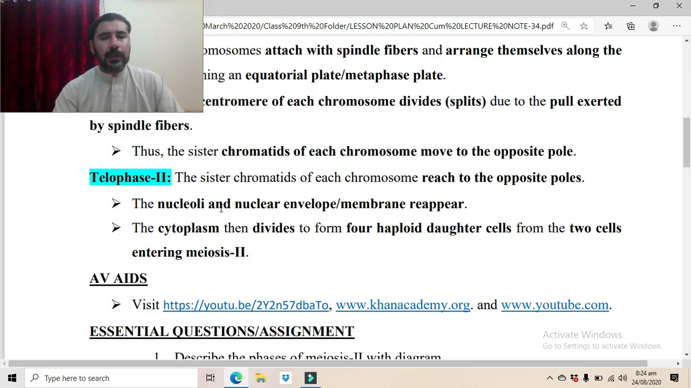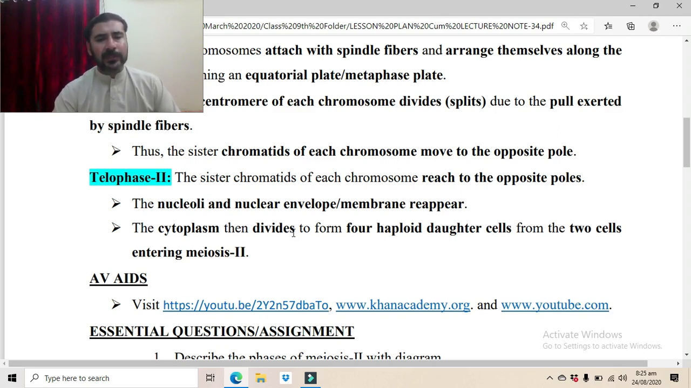The nucleoli and nuclear envelope, the nuclear membrane, will reappear. This is similar to mitosis and to meiosis 1, that the nucleoli and nuclear envelope will reappear. It is usually the reverse of prophase. So in the prophase, they disappeared, now they will reappear. And at the end, what will happen?